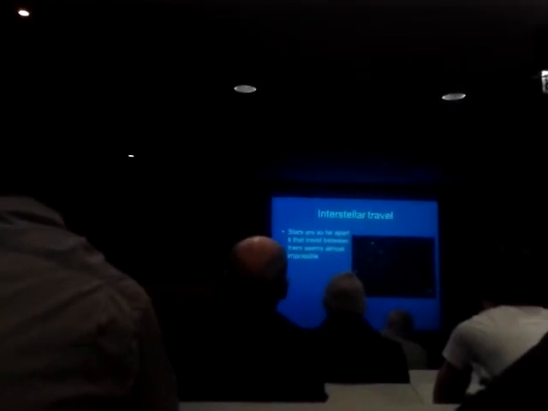At the moment, the fastest spacecraft the human race has ever built is on its way to Pluto. It's a little unmanned spacecraft about the size of this desk here, called New Horizons. It was launched in 2006.